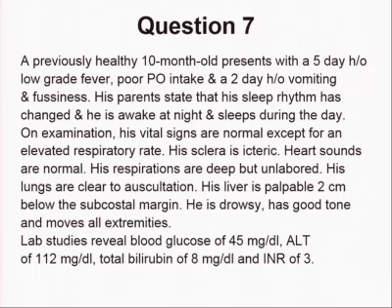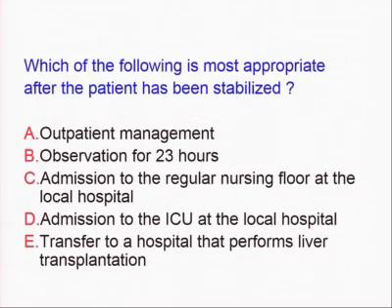His respirations are deep but unlabored. His lungs are clear to auscultation. His liver is palpable 2 centimeters below the subcostal margin. He is drowsy, has good tone, moves all extremities. Lab studies reveal a blood glucose of 45, ALT of 112, total bilirubin of 8, and an INR of 3.